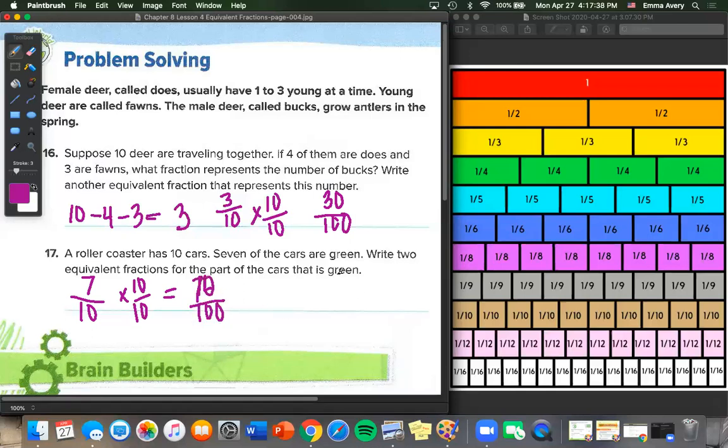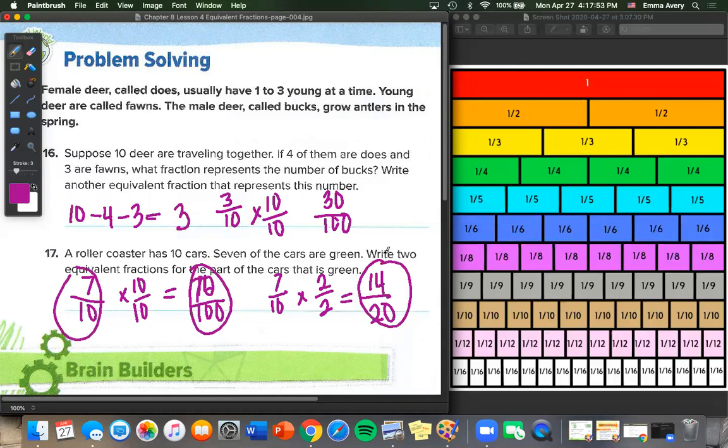70/100 are green. We can also use a smaller number. We can have 7 times 10 and multiply each side by 2, so we get 14/20. All 3 of these numbers are equivalent. They all equal the same thing.